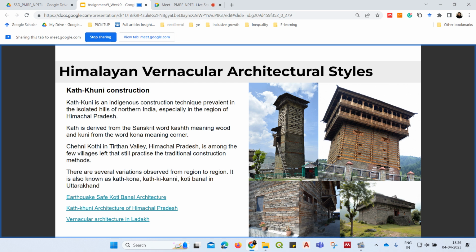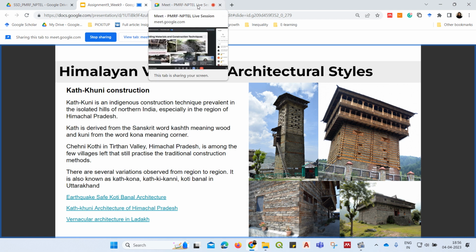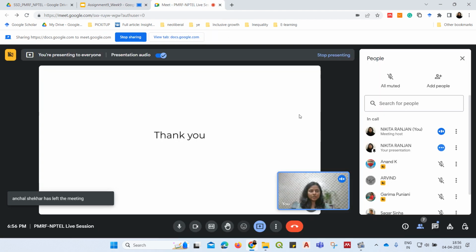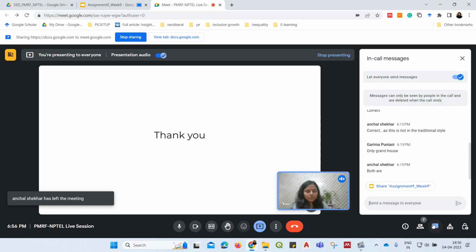I hope it was clear and it was helpful, and I hope it helped you understand what you need to write when you are presented with a subjective question which asks you to describe the vernacular architectural style of your area and to provide details about the different materials, construction style, construction techniques, etc. I hope it has helped you. Thank you very much for attending today's session. I'll take any questions if there are any.